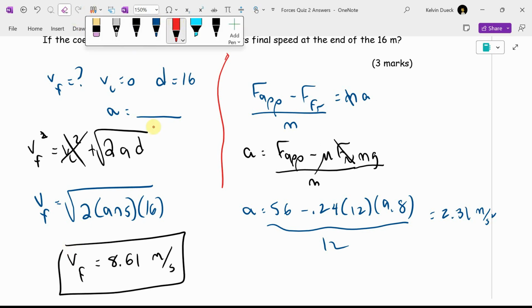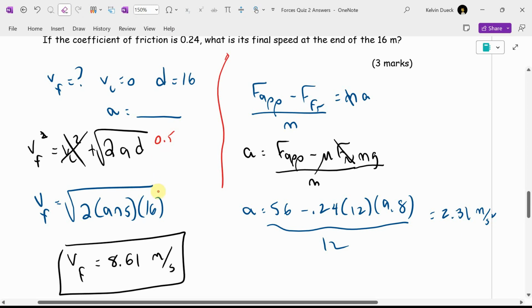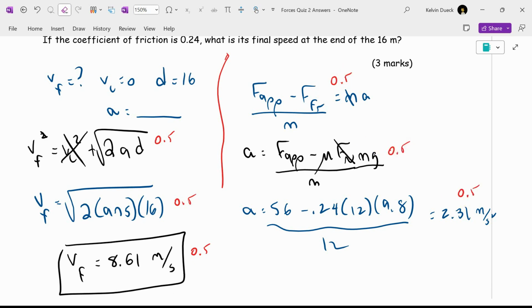Otherwise, I would give you a half mark if I saw that. I would give you a half mark for the numbers, half mark for the answer. I would give you a half mark if I saw that, half mark for that, half mark for that.